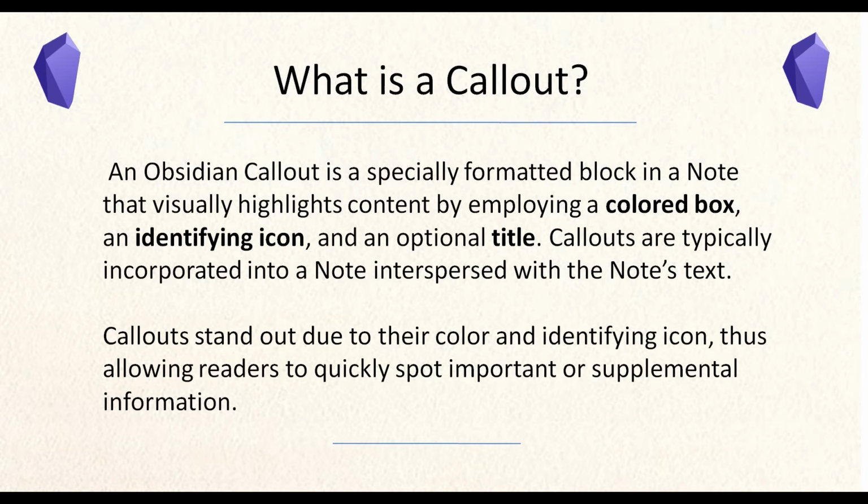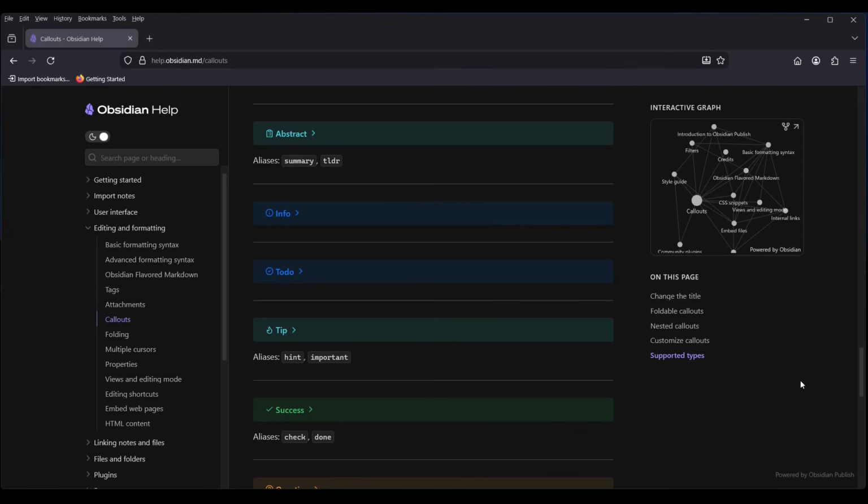There are a wide variety of callout types built into Obsidian, each intended for a different purpose, and each with its own color and identifying icon. Okay, I'm on the Obsidian Help website, and we're in the callouts section, and here's a listing showing examples of the various types of callouts. I believe there are 13 in total. These are built-in callout types offered by Obsidian. Each one, as I mentioned, has its own color and its own assigned icon. And the words you see here are the type identifiers.